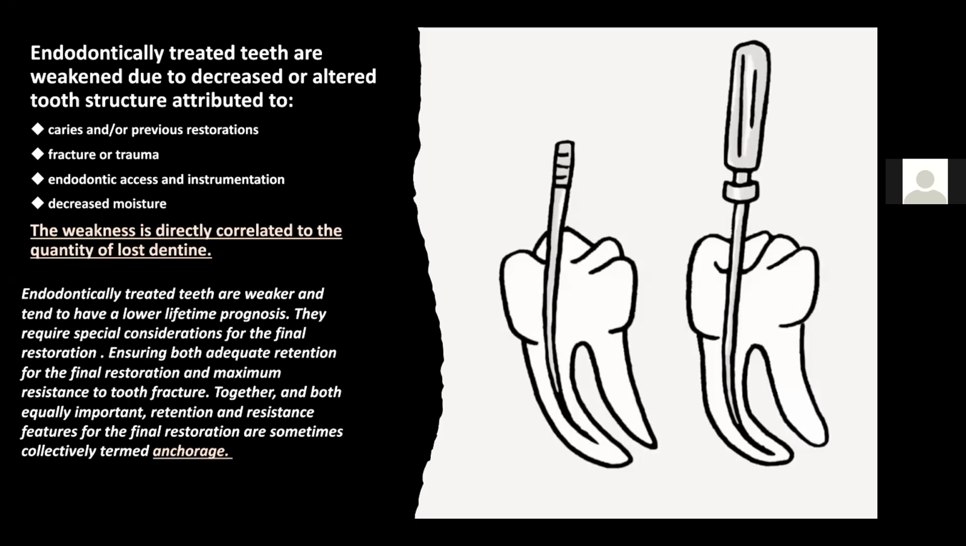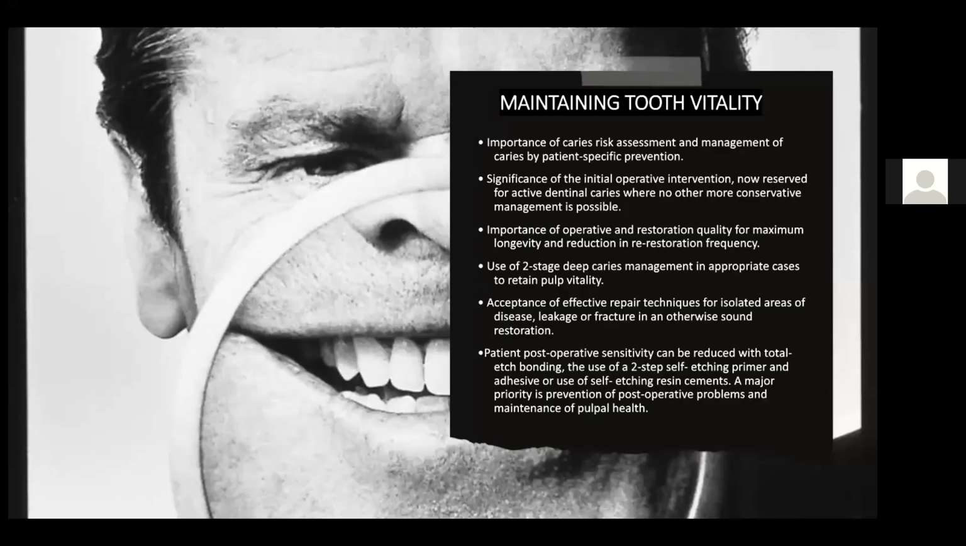Consideration for the final restoration. Ensuring both adequate retention for the final restoration and maximum resistance is called anchorage. That is both the retention and the resistance. So the first thing I'm going to discuss is maintaining tooth vitality.